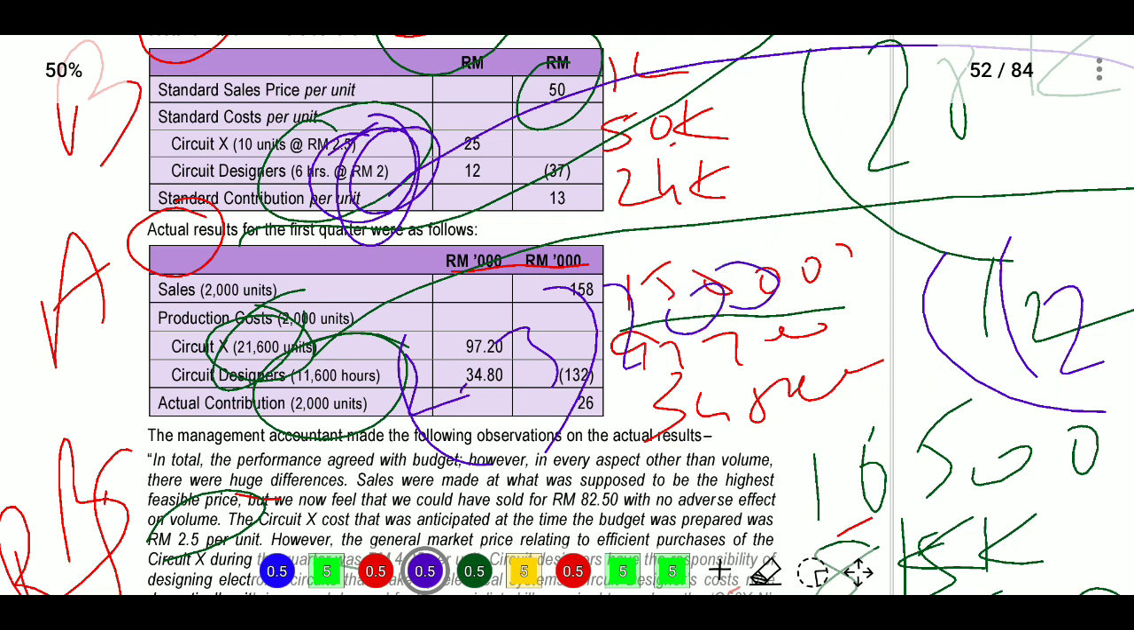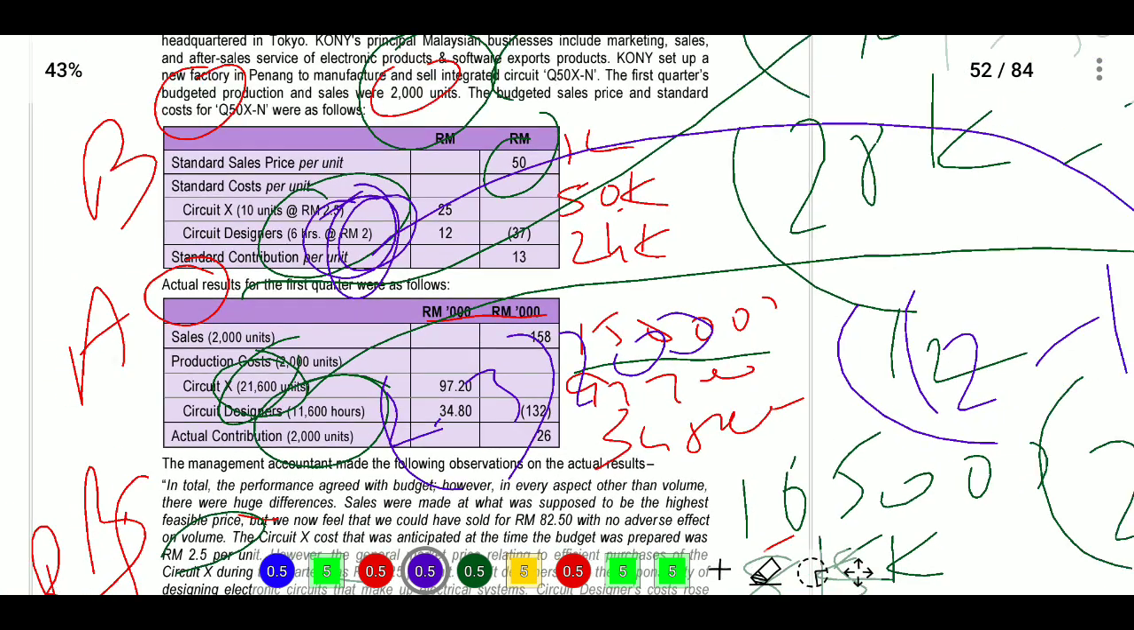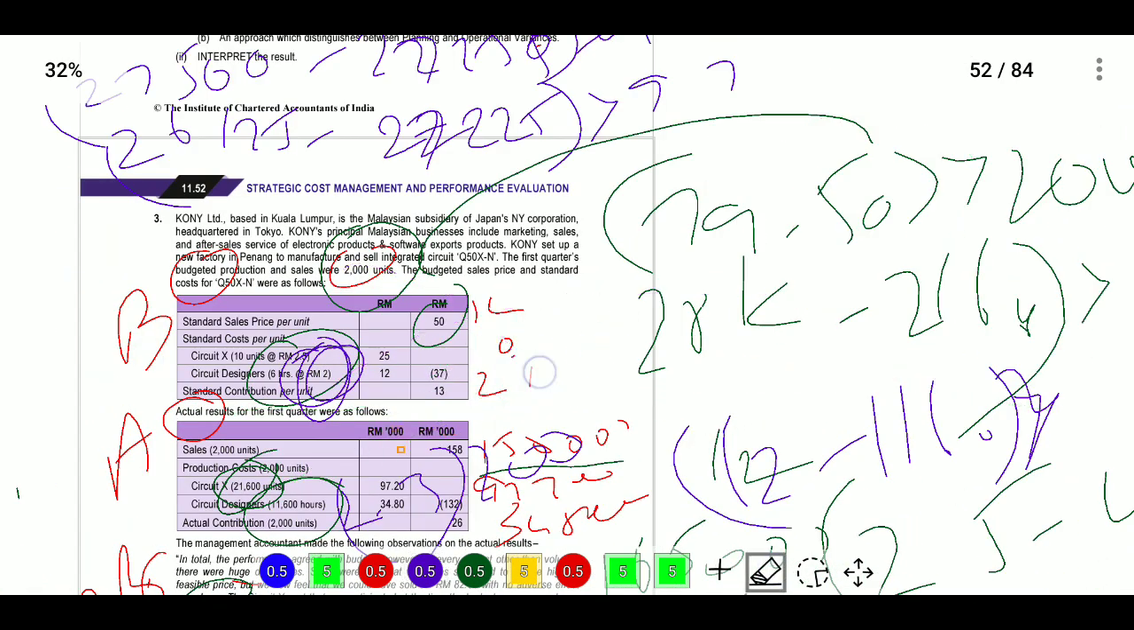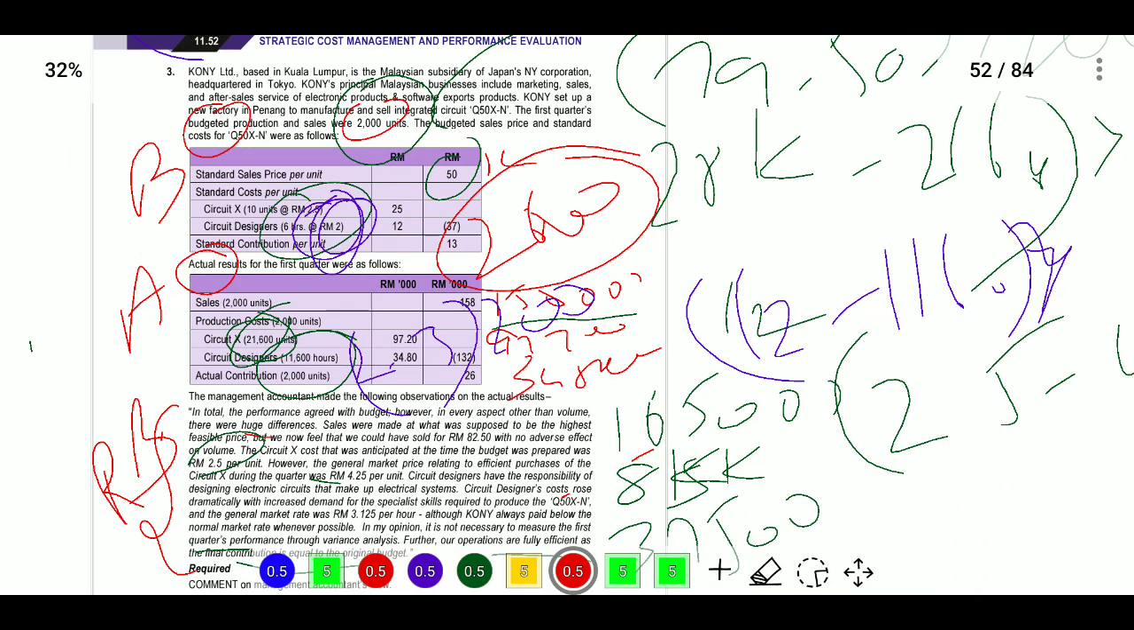So now we will get the actual contribution and the budgeted contribution. What is the budgeted contribution? 13 rupees into 2000 will be 26,000. 26,000 will be the budgeted contribution. Now we will get the actual contribution. What is the actual contribution? We will get it now, and then we will see the answer.